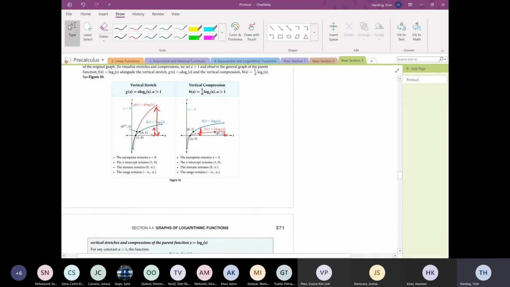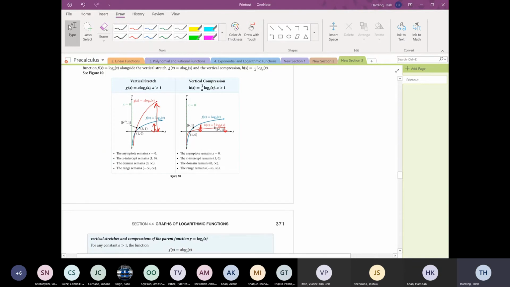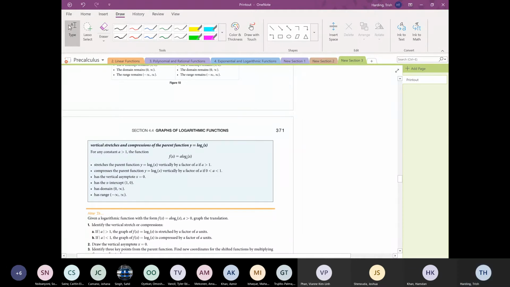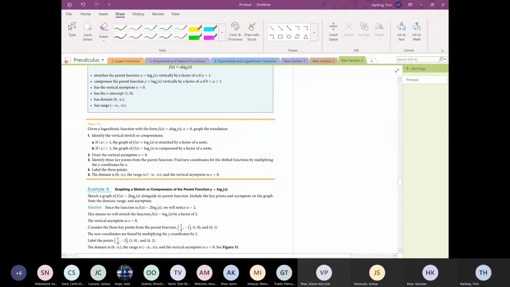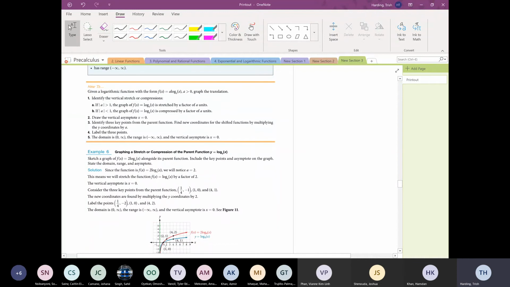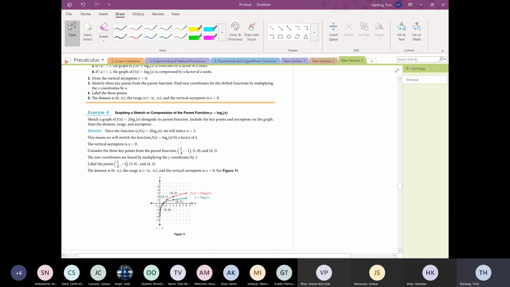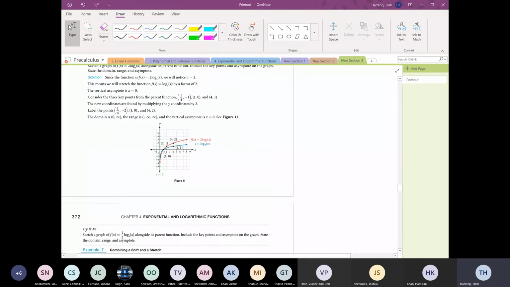Notice that the domain and the range and the intercepts would stay the same. We're not changing where it is located. Okay, here is an example. Notice they multiplied it by 2, which is a bigger number, so it's going to be repelled. So it's going to go up above the original function. It's going to be larger than the parent function.